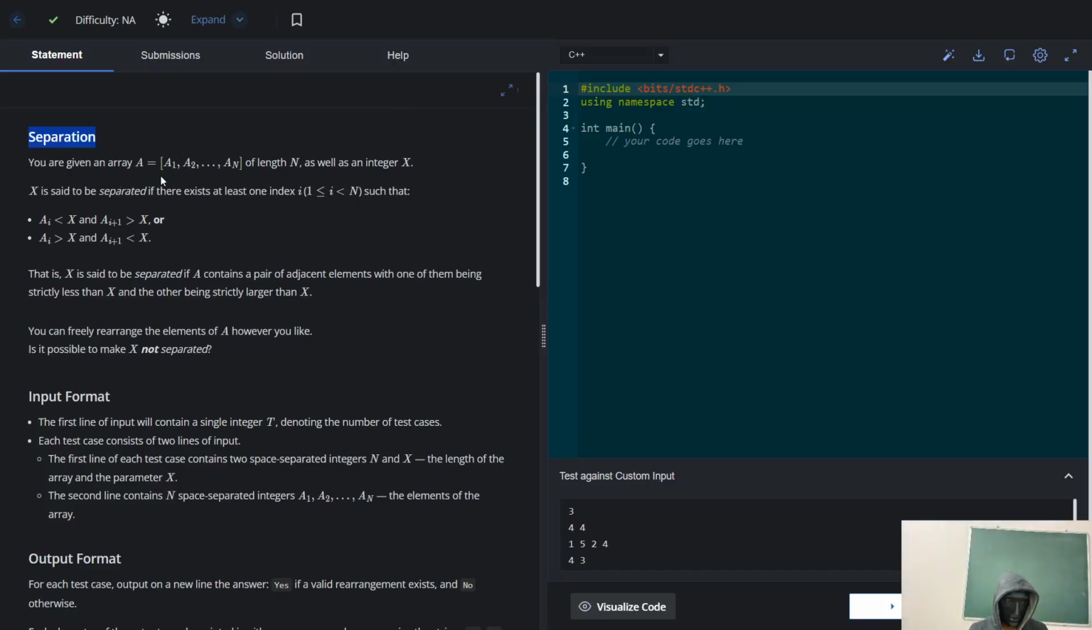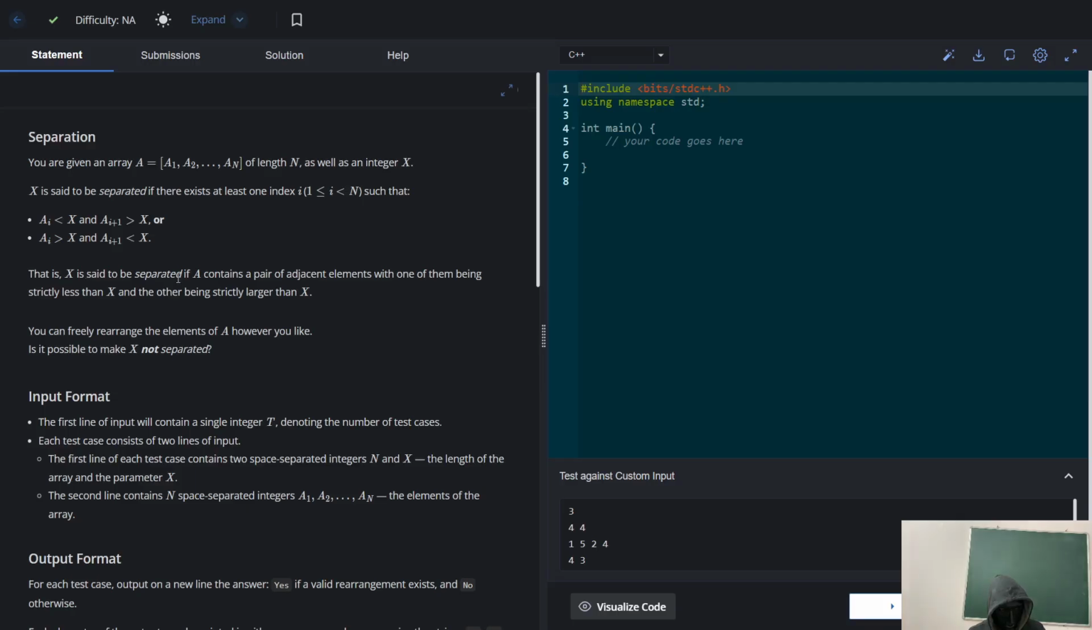You are given an integer array A of length n, as well as an integer x. x is said to be separated if there exists at least one index i, where 1 ≤ i < n, such that A[i] is less than x and A[i+1] is greater than x, or A[i] is greater than x and A[i+1] is less than x. Don't worry, I'll be explaining these things.